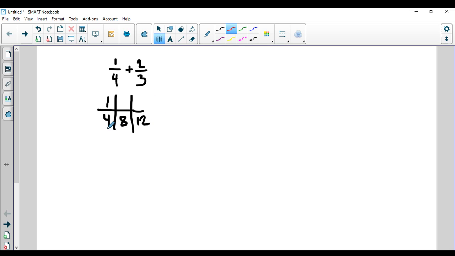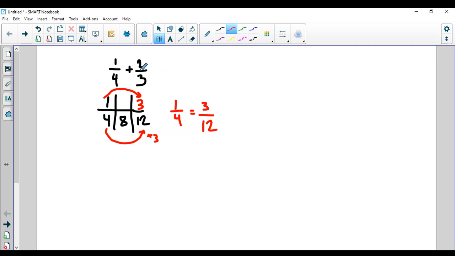And then I have them draw this arrow and we actually say times. So 4 times what equals 12? Well, 4 times 3 equals 12. And whatever we do to the denominator, we have to also do to the numerator. So 1 times 3 equals 3. So I have figured out that 1/4 is equivalent to 3/12.